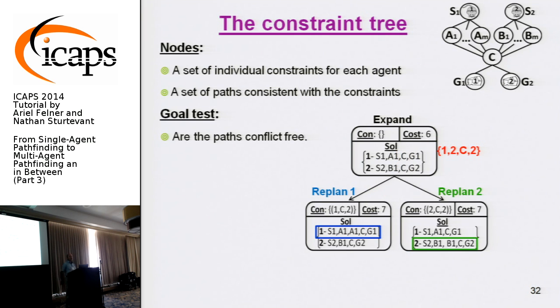Either constraining on the left side, constraining agent 1: you are not allowed to be at location C at time step 2. So replan. I'm symmetrically doing this on the right side. In this case, when I'm expanding it, this is the goal. When I'm validating it, there is no conflict here, so I return this solution. It is easy to see that this is optimal.